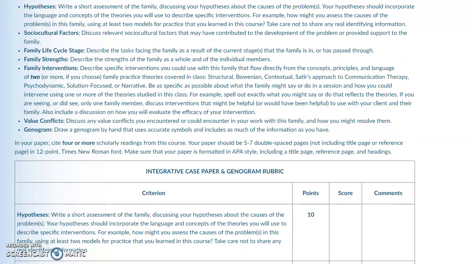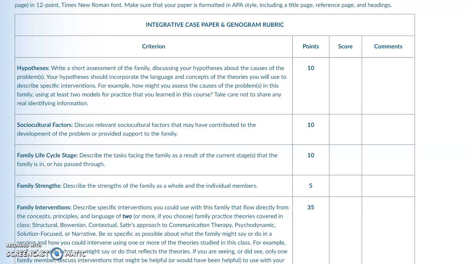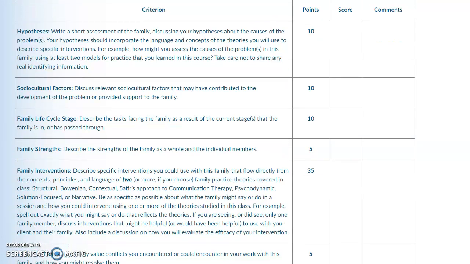And then down here we have the rubric. I described this throughout, but as you see here, 35 points for the family interventions. Just make sure to place a good bit of focus there, since it's more heavily scored.